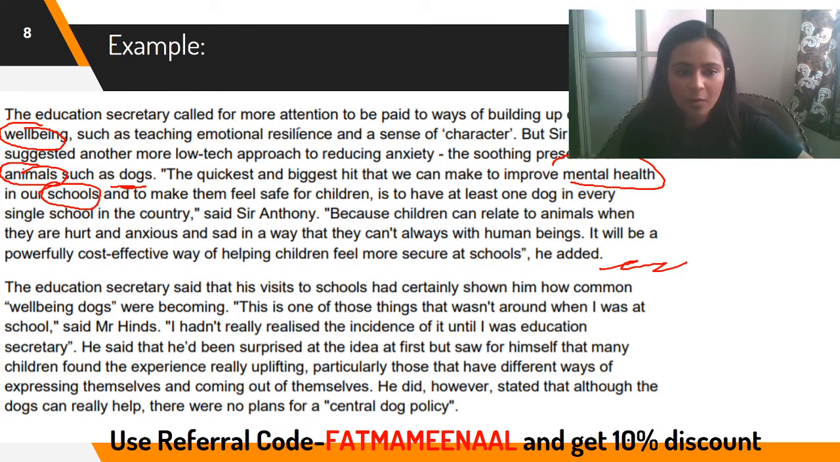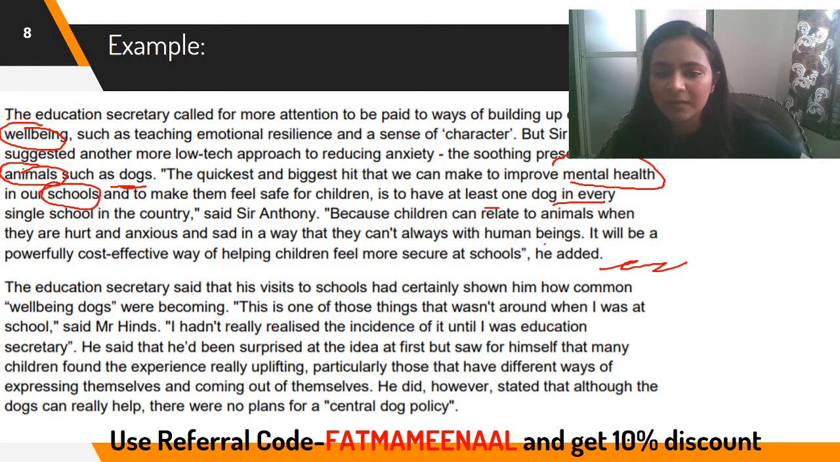The Education Secretary called for more attention to be paid to the ways of building up children's well-being, such as teaching emotional resilience and a sense of character. But Sir Anthony suggested another more low-tech approach to reducing anxiety, the soothing presence of animals such as dogs. The quickest and biggest hit that we can make to improve mental health in our schools and to make them feel safe for children is to have at least 1 dog in every single school in the country, said Sir Anthony, because children can relate to animals when they're hurt and anxious in a way that they can't always with human beings. It will be a powerfully cost-effective way of helping children feel more.